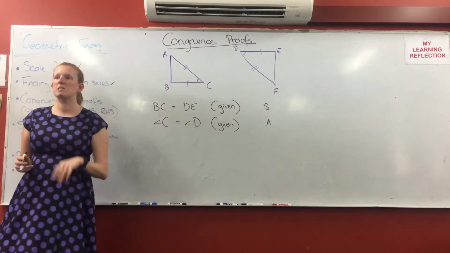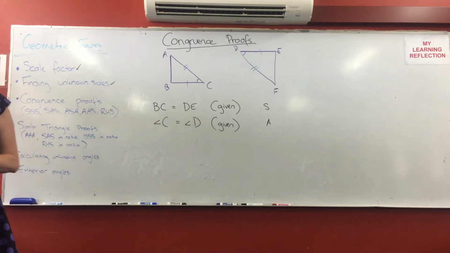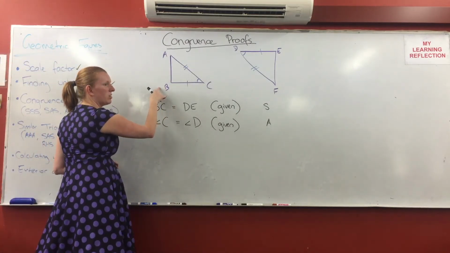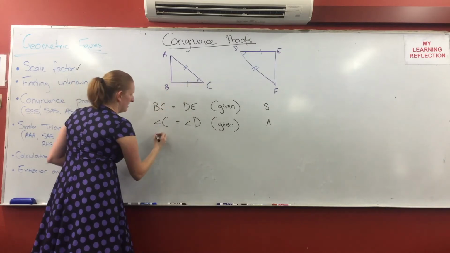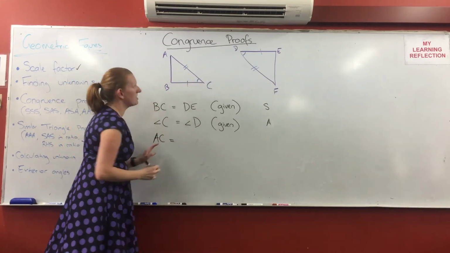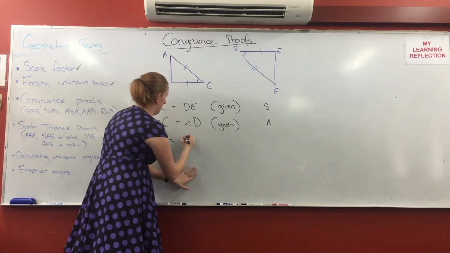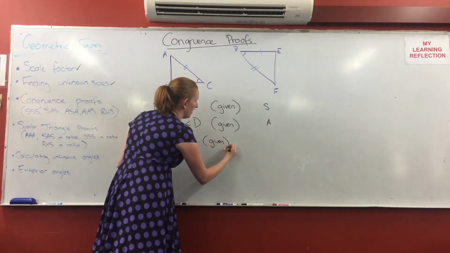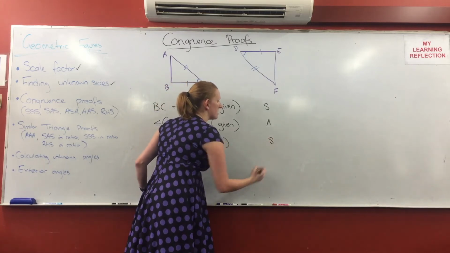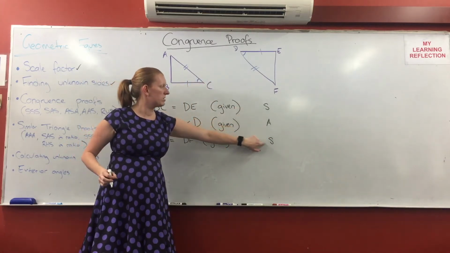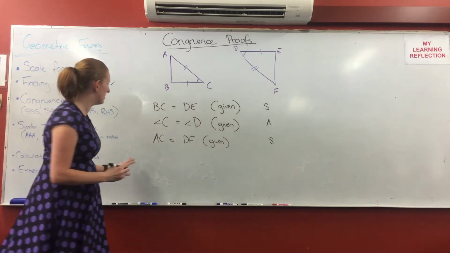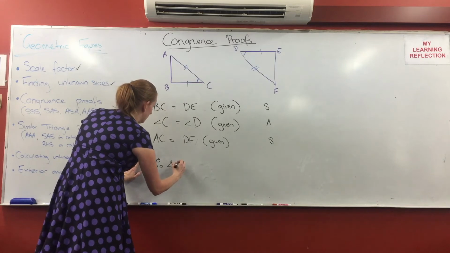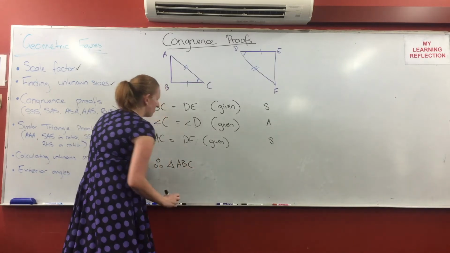Okay, and then what's my last piece of information? What's my last matching piece? AC is equal to DF. And how do I know that? It was just given. And what letter is that? S. So what type of proof have I used here? SAS. Therefore, triangle ABC is equal to DEF.